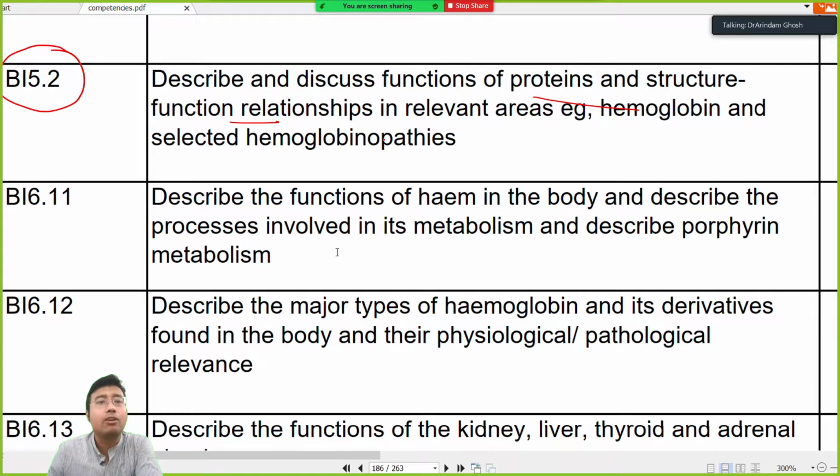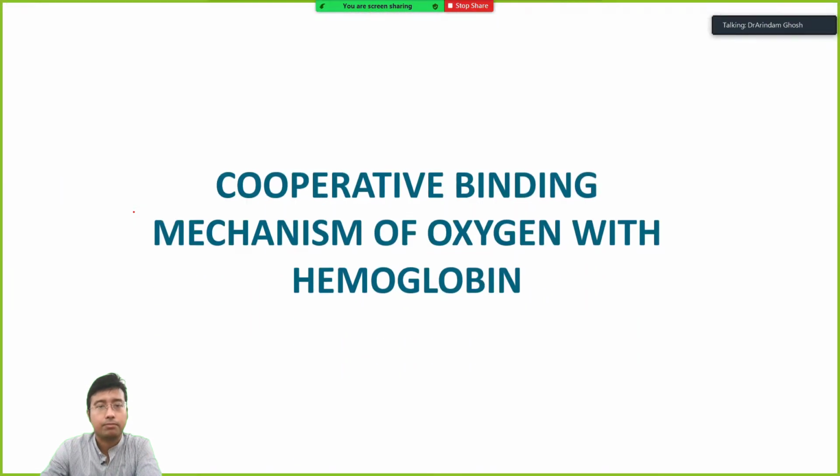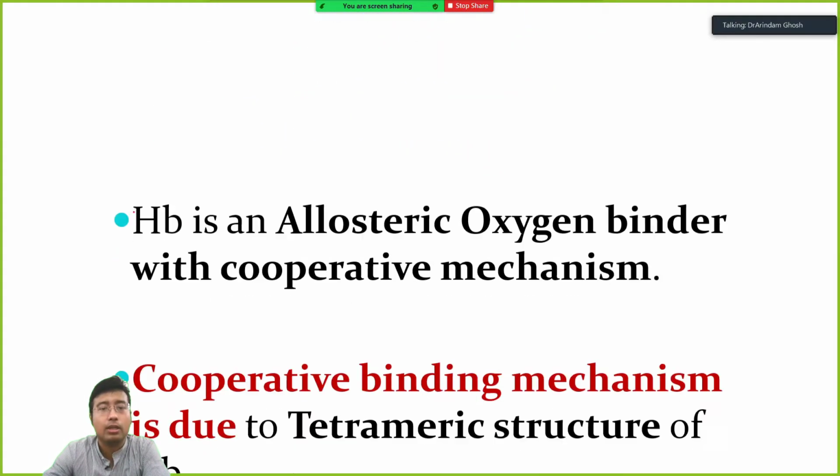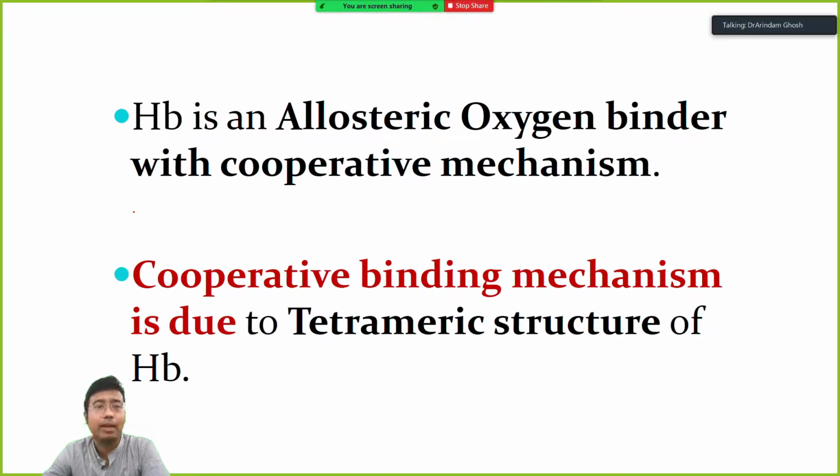After we complete competency 5.2, we will move on to other competencies regarding heme, that is 6.11. But that's not our concern now. We are still in competency 5.2. So today we will continue where we stopped in our last lesson, that is the mechanism of cooperative binding of oxygen with hemoglobin. Now, what is cooperative binding?